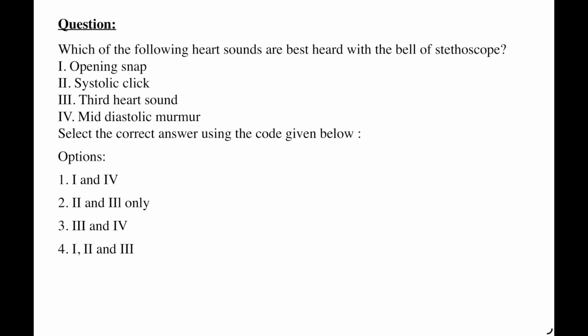Now, next cardiology question. There are some neurology questions which are there. We'll come back to that in between. But which of the following heart sounds are best heard with the bell of a stethoscope?